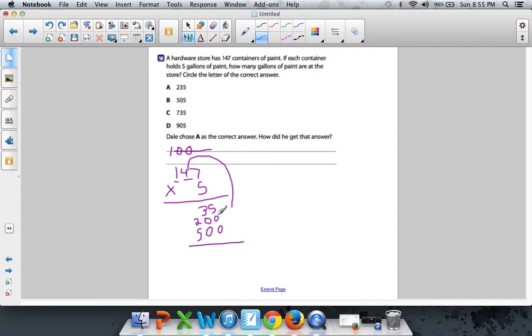Now you add it all up. 5 plus the zeros, 3 plus the zeros, 2 plus 5. You get a final answer of 735. That's right there. That's C.